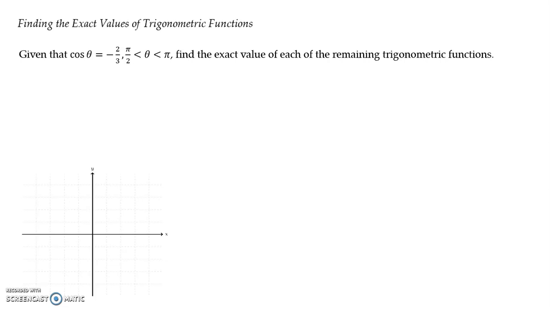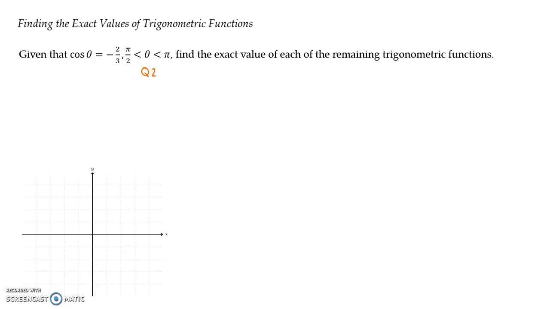In this example, we're going to be finding exact values of trig functions. And we're given some information here. We know that cosine of theta is equal to a negative 2/3, and we also know that our theta value is between pi over 2 and pi. So let's go ahead and start working with that information first. Right, this is going to be an angle measure that is in quadrant 2.